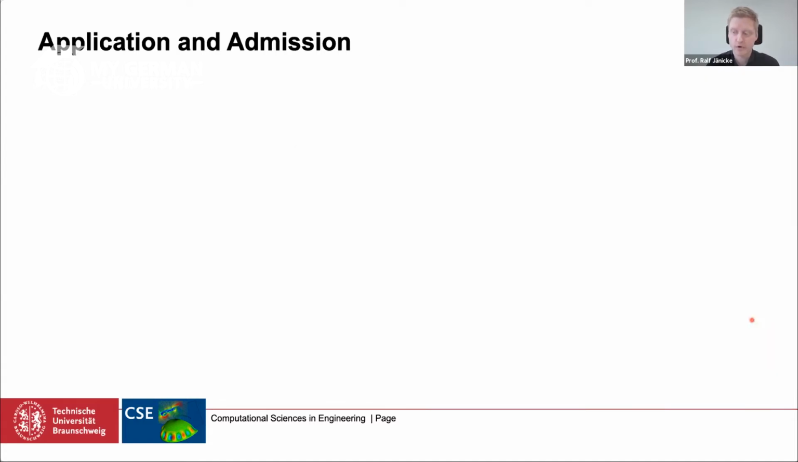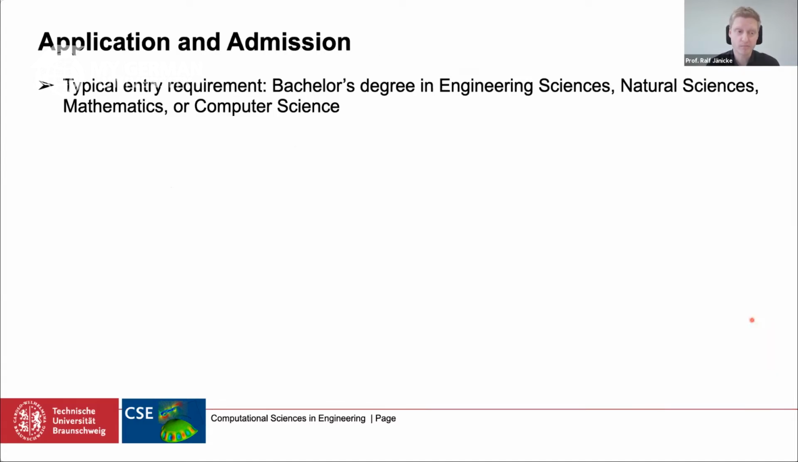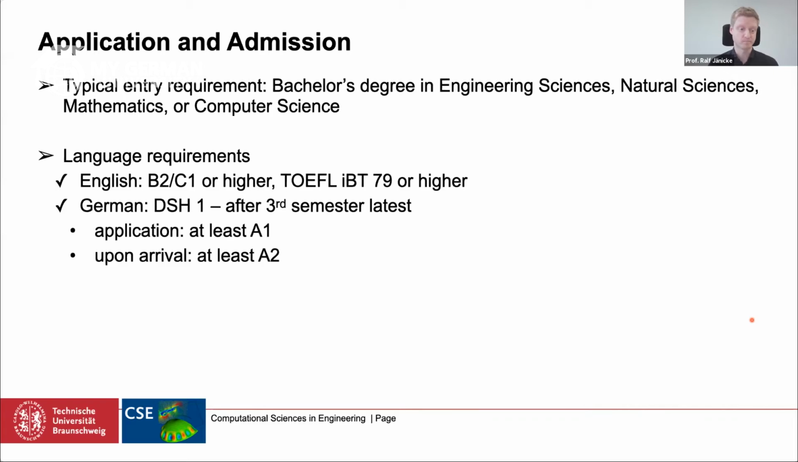Finally, a few words on application and admission. Not very surprising, you need a bachelor's degree to enter the master program. Typically, this should be in engineering sciences, natural sciences, mathematics, or computer science. What is important is to be aware that our focus is always directed towards engineering. That's why this should be mirrored in your bachelor's degree already, in one way or another.